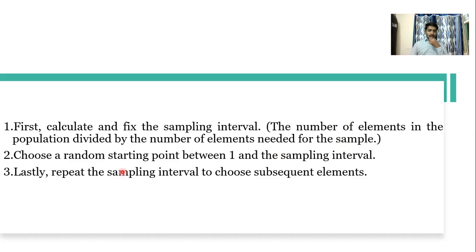Then you choose a random starting point between one and the sampling interval, as I said, the 20th. Then you have to repeat the sampling interval to choose the subsequent elements. You have to continue the sampling interval until you reach your sample size.